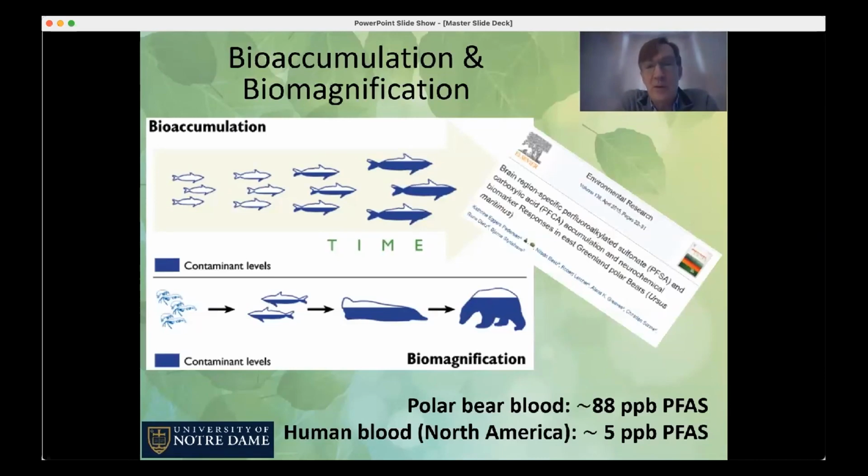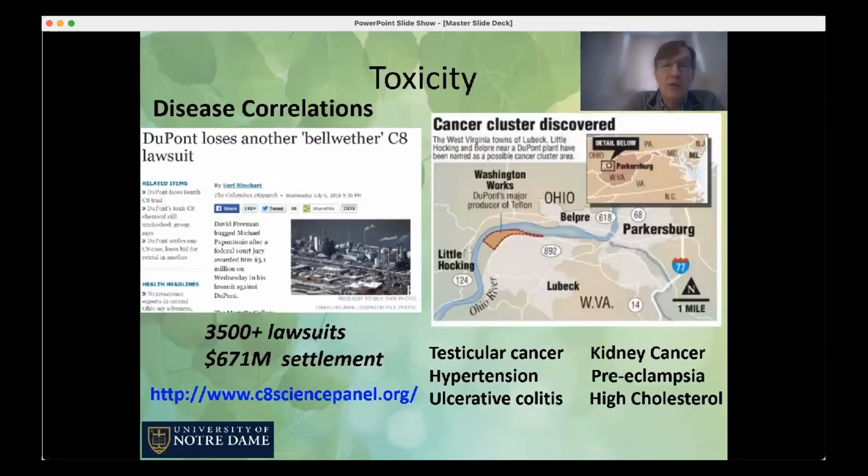Polar bears don't really eat a lot of popcorn, but they do eat seals, that eat the fish, that eat the krill, that have been swimming through this waste AFFF for years, and therefore polar bear blood has a fair amount. Human blood in North America consists of about 5 parts per billion of these man-made chemicals, and we see it in every person in North America at this point. And of course, there are the unfortunate adverse health effects that come with them.